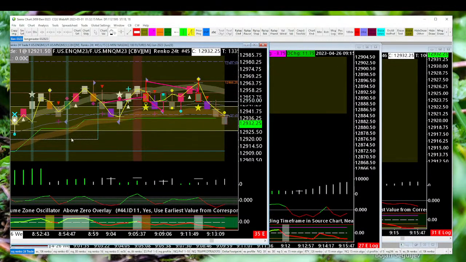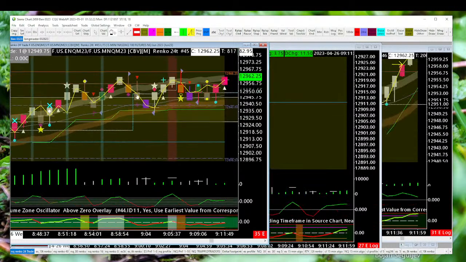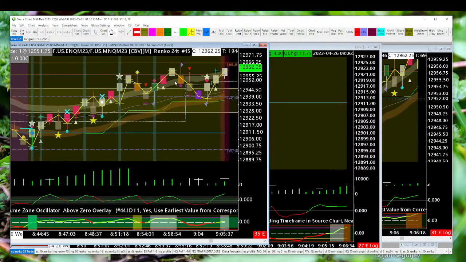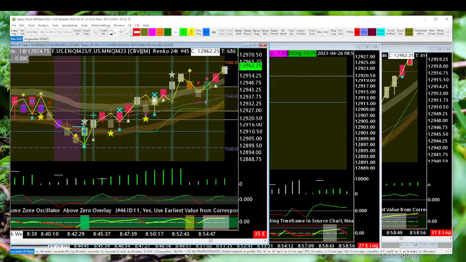So let's see if I can find another. Like I said, what I'm finding is the newer way to do this is actually more consistent than the old way that I was doing it. So let me find another one. See, I don't know how bearish it is here. I don't actually know. We're on Wednesday, the 26th. Okay, so here's a good example.